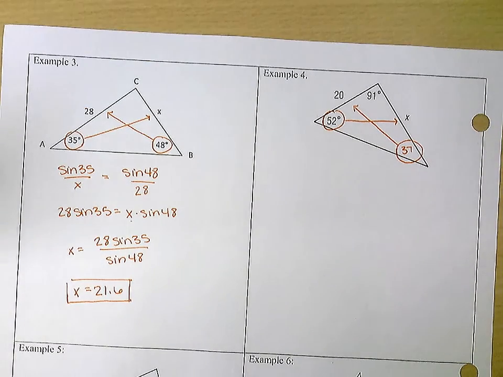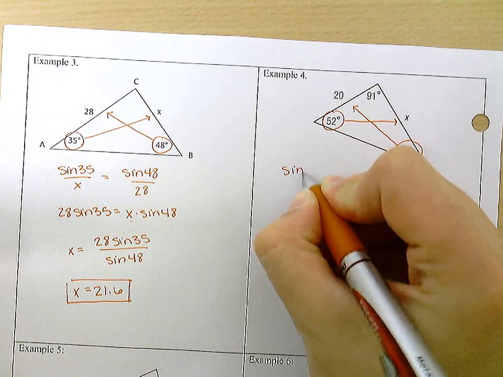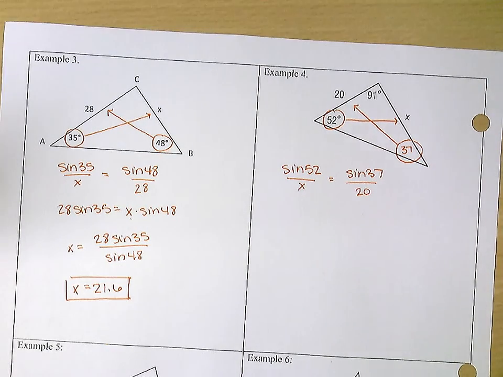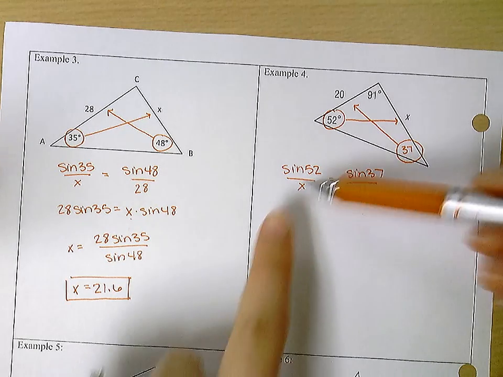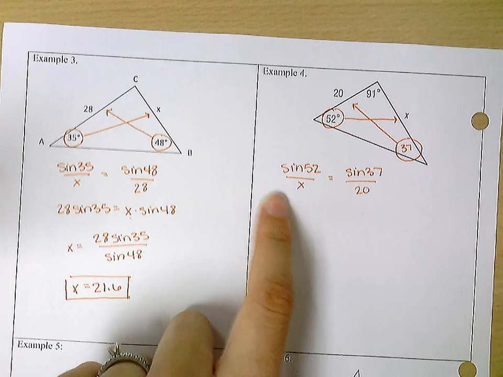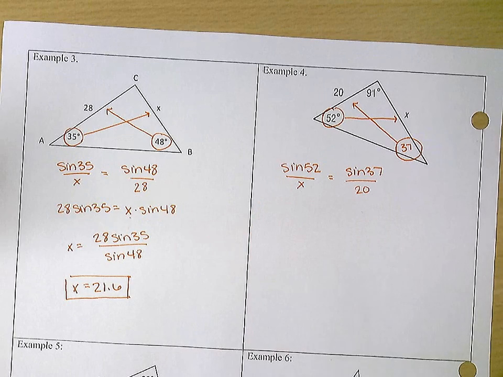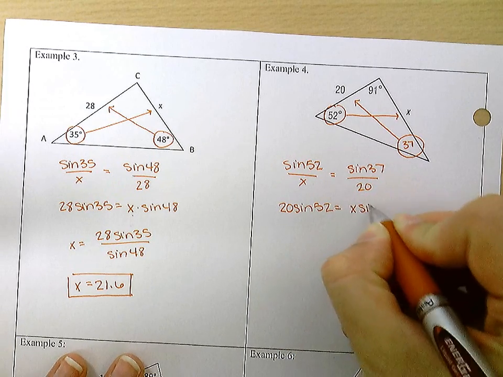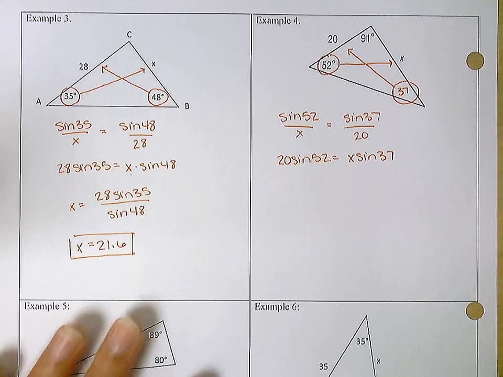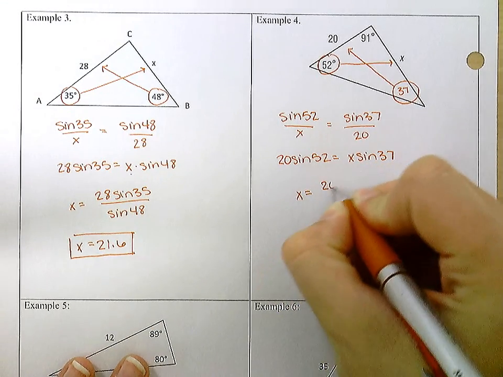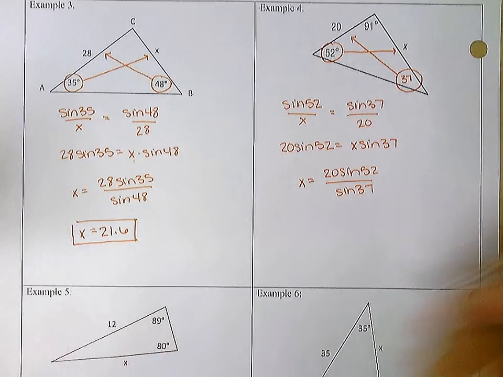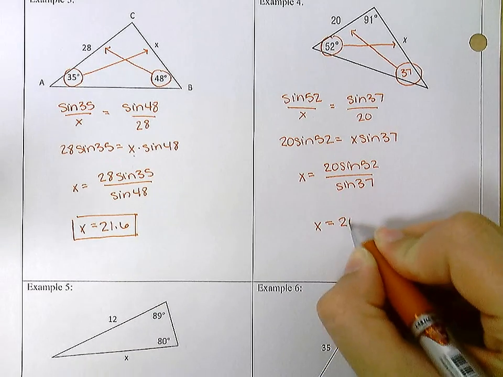From here I can use the law of sines. So I have sine of 52 over x equal to sine of 37 over 20. Now you can flip-flop those two fractions. That doesn't matter the order. All that matters is whatever angle you use, it should be over its opposite side. So if your fractions are flipped around, that's okay. From here, cross multiply, and then divide out that sine of 37 to get x by itself. So you get x is equal to 26.2.